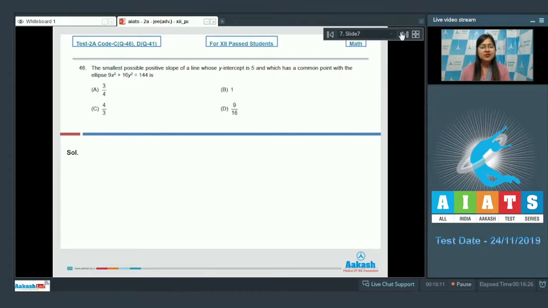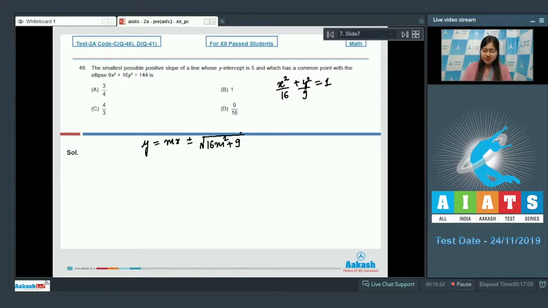Next is question number 46, which says that the smallest possible positive slope of a line whose y-intercept is 5 and which has a common point with the ellipse 9x square plus 16y square equal to 144 is. Now equation of tangent on ellipse is y equal to mx plus minus under root of a square m square plus b square. Now our ellipse is x square divided by 16 plus y square upon 9 equal to 1. So it will be a square m square plus 9.